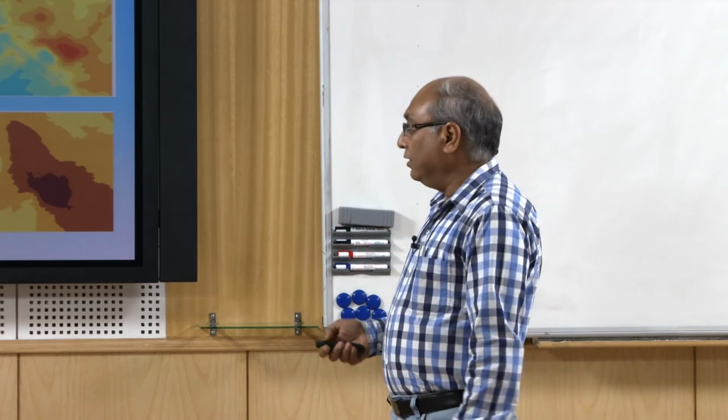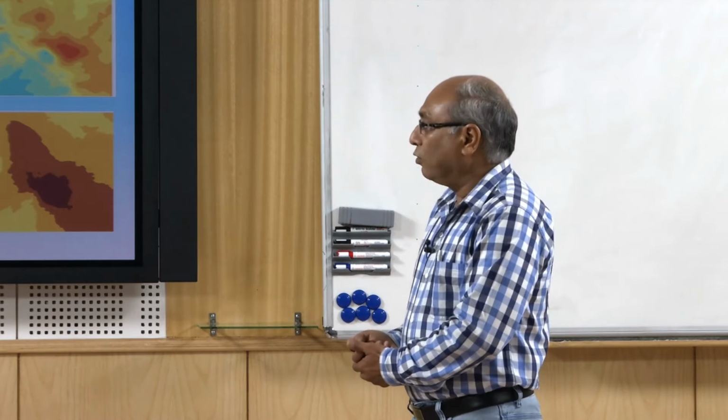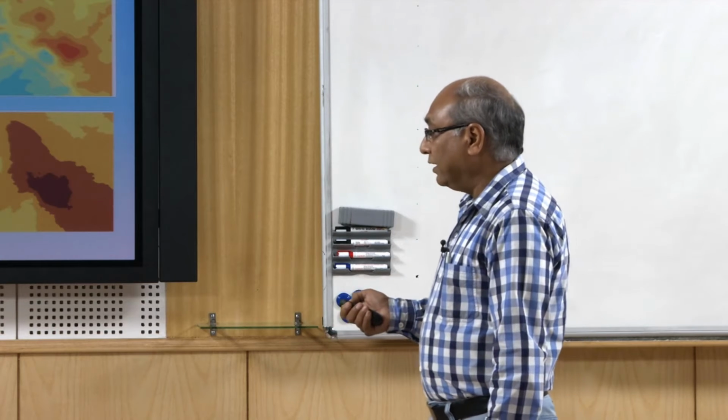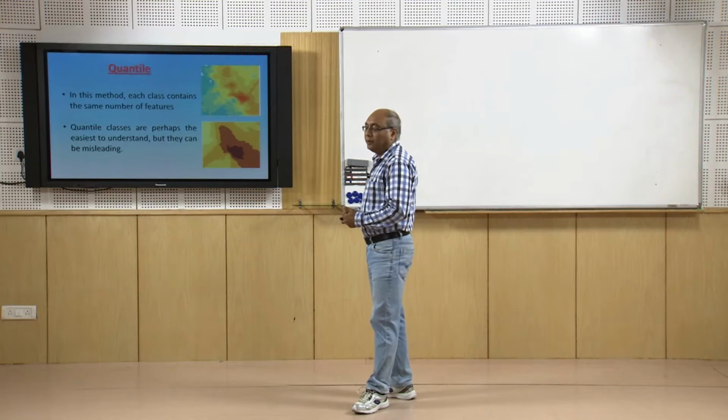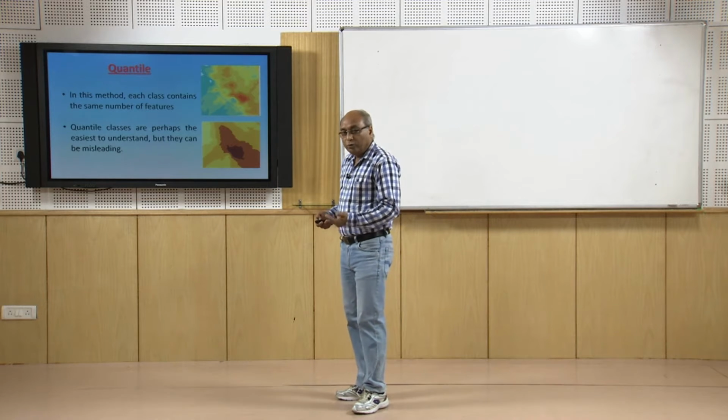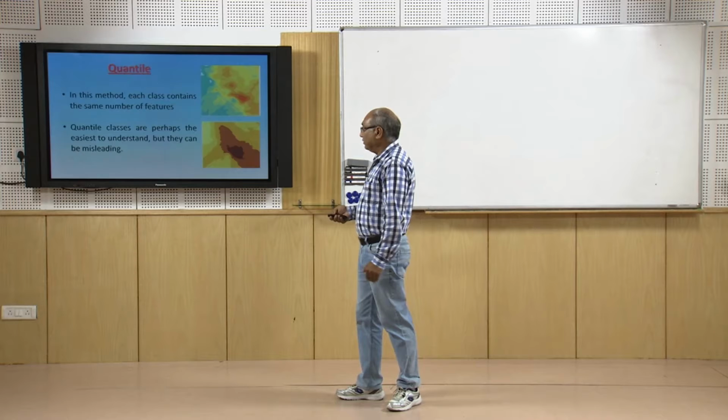The third one in this category of classification from continuous to discrete is the quantile method. In that method, each class contains the same number of features, basically based on frequency. The quantile classes are perhaps the easiest to understand, but they can be misleading. The example here is the same input digital elevation model, and a few classes have been generated. So now it may give a completely different appearance of the continuous data. That is why it is mentioned that it may be misleading.